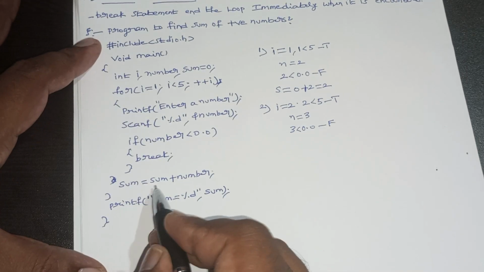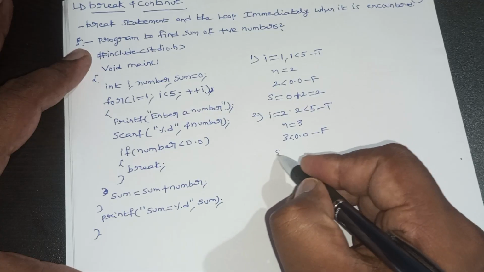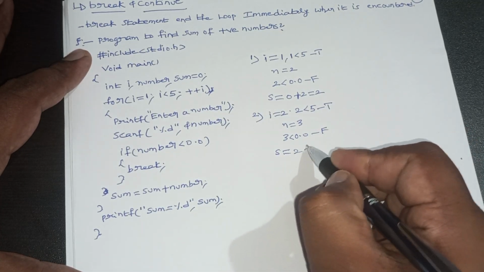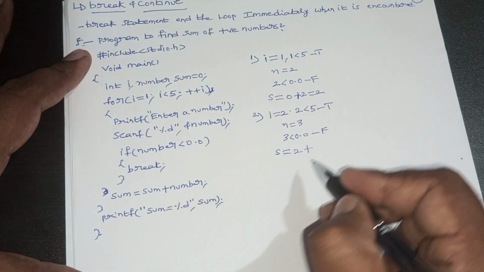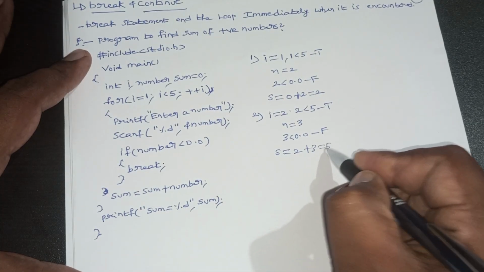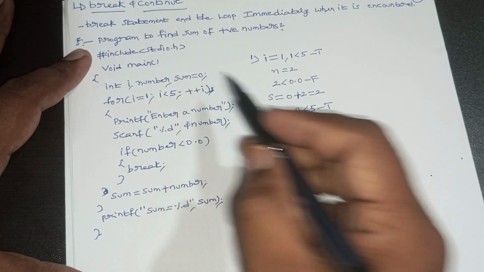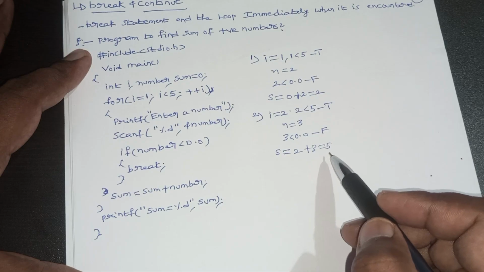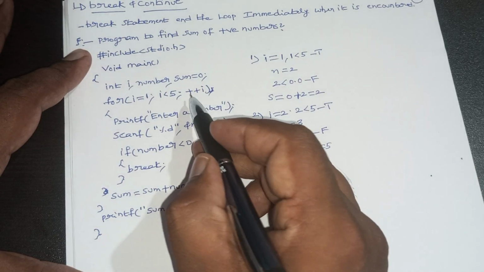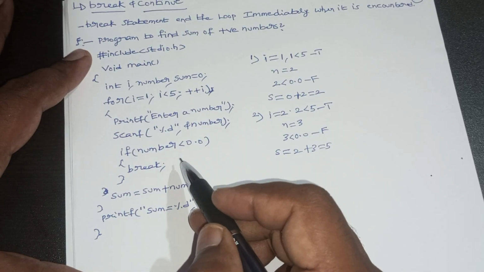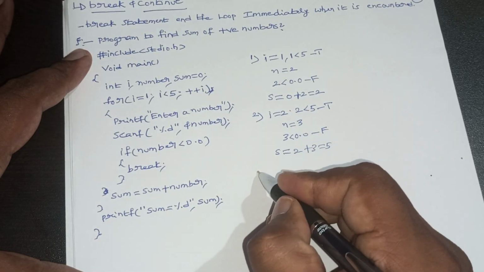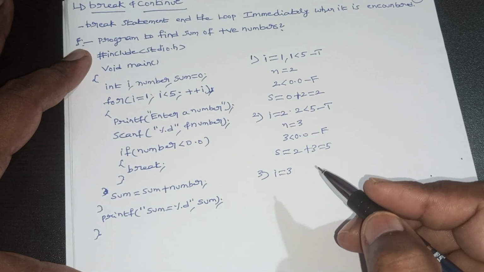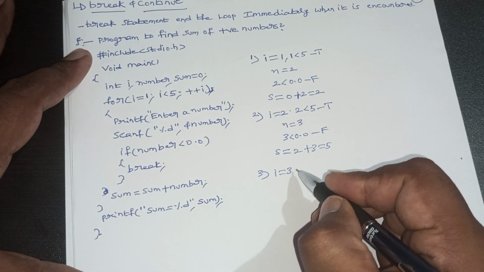Now perform the addition of two numbers. Then s equal to sum: 2 plus the number 3, which is equal to 5. Starting sum equal to 0, the second time sum becomes 2, then sum becomes 5. Okay, again where I have to go to the i plus plus. That is the for loop I told you previously. So now i becomes 3. Now check the condition.